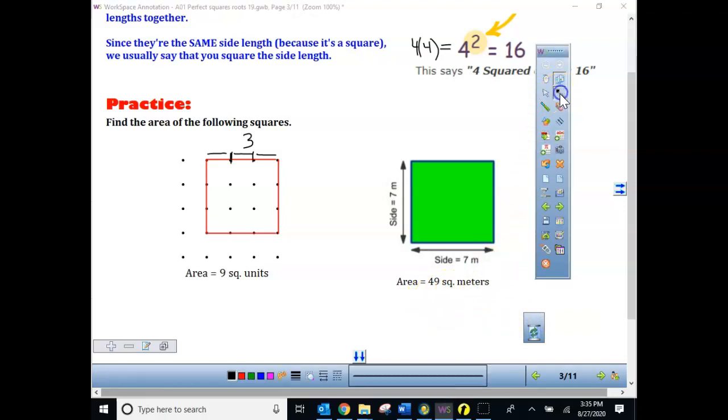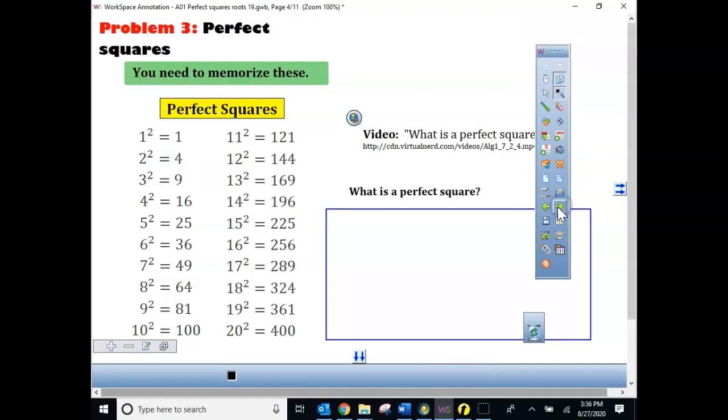Now, I will notice that some of you will sometimes prefer to not write this word square, and you will do something like this. You'll do meters, and you'll put to the second power. This is okay. This is wrong if you put the second here, because that means 49 times 49. So you just got to be really careful where you put that. So sometimes writing the word square is better for some of you.